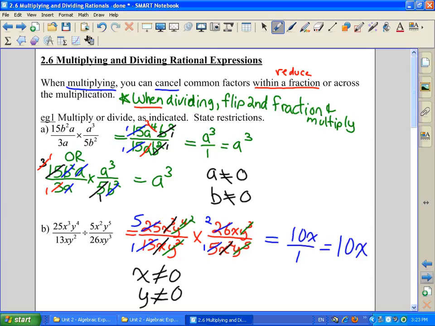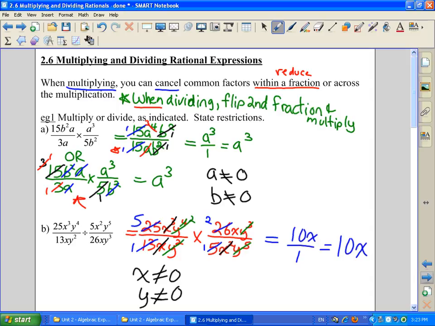Okay, looking at example A, ladies and gentlemen, you could multiply everything together, or you can cancel it out right away and then factor it and then simplify it. Either method works. You could multiply first, like we do right here. But what I prefer is to just say, hey, before I multiply, what can I cancel out to make life easier for me? Looking at this expression, I'm left with a to the power of 3 divided by 1, which just equals a to the power of 3.